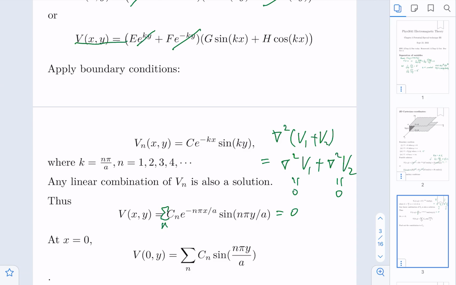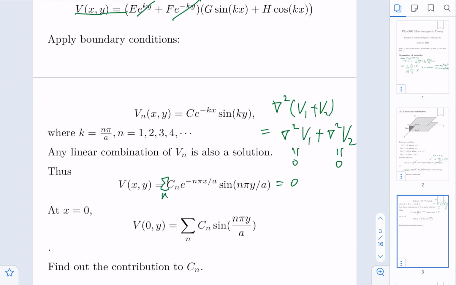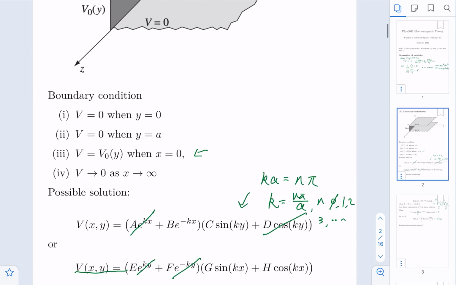If I re-express this, if I evaluate the potential at x equals 0, that means we plug in x equals 0 here, so this exponential is a constant 1. Now this is the expression at the boundary x equals 0. At this boundary, V should be a function of V(y). If that's the case, then this solves our problem, because the final boundary condition is V equals V(y) at x equals 0.